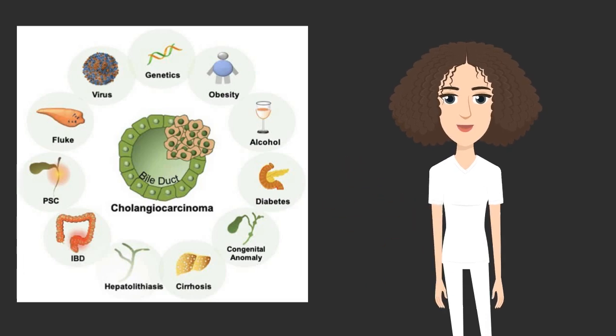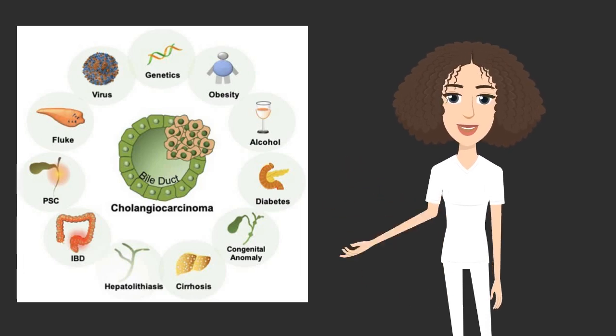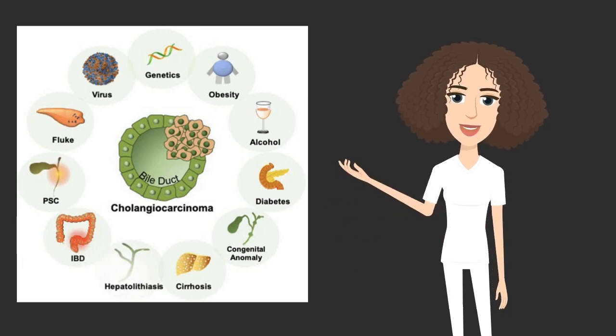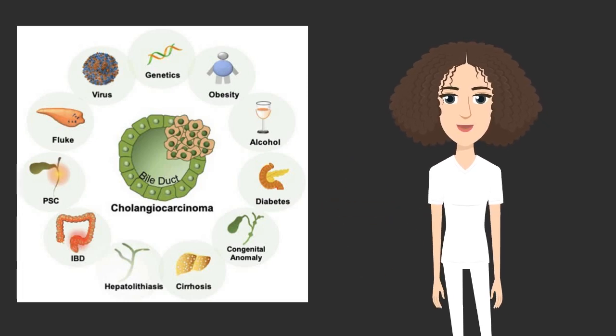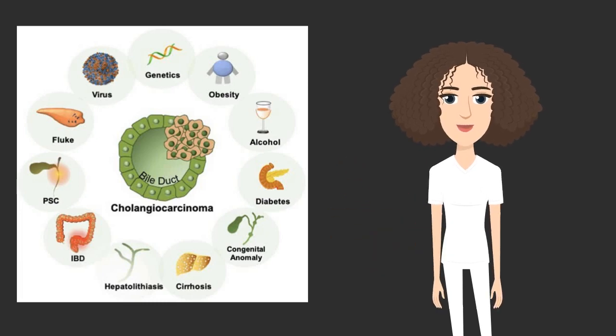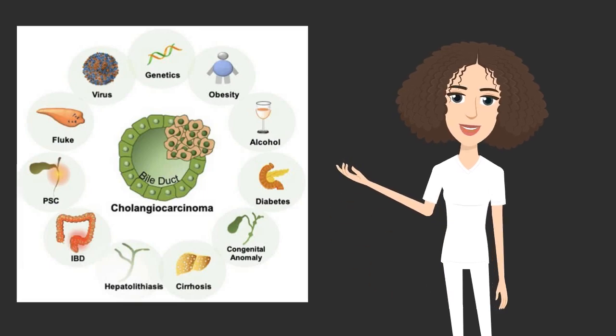Virus, and other notable risk factors are older age. CCA occurs most often in adults over age 50, though it can occur at any age. And lastly, smoking is linked to an increased risk of cholangiocarcinoma. If you smoke, stop to help prevent CCA.